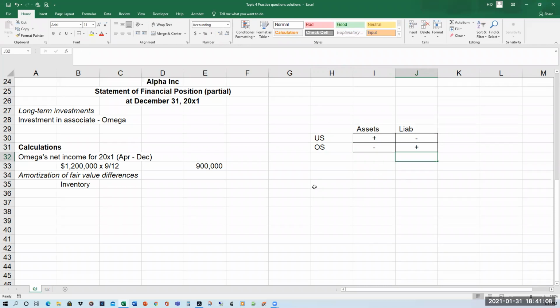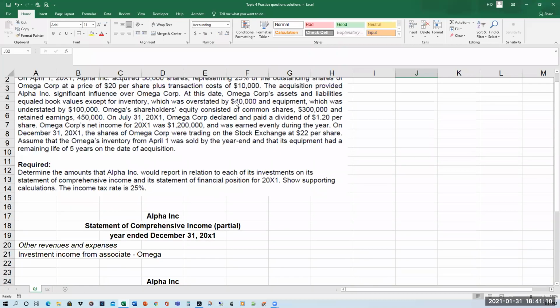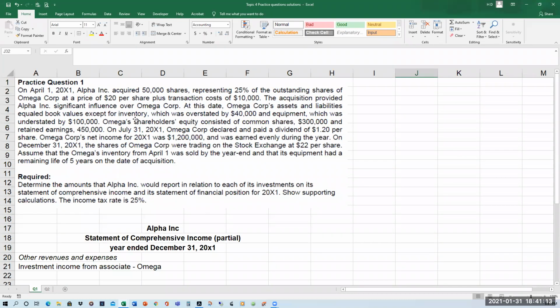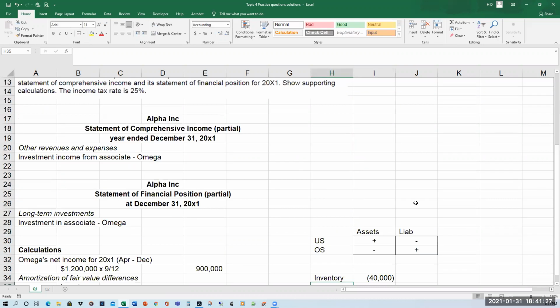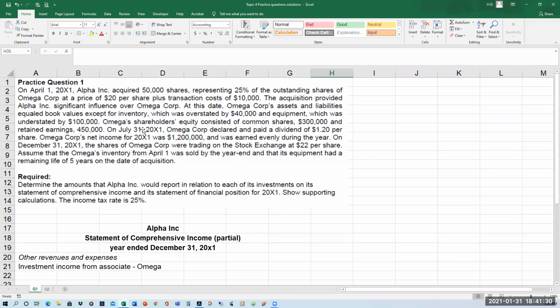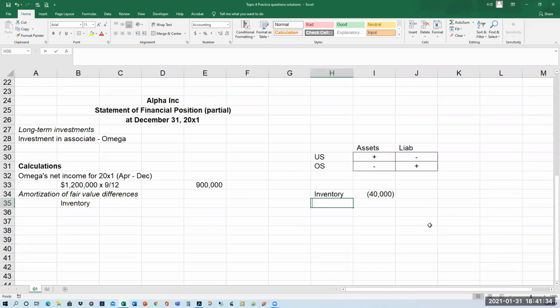So since the inventory had been overstated by $40,000, let's just write that out. Inventory was overstated, so the difference must have been a negative 40,000. And for the equipment, we're told the equipment was understated by 100,000.